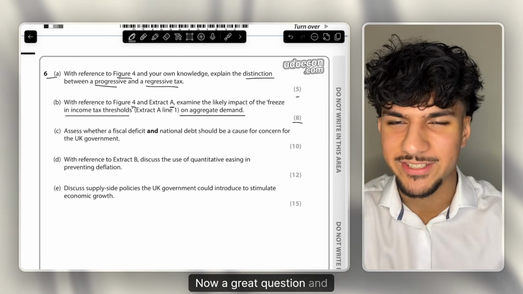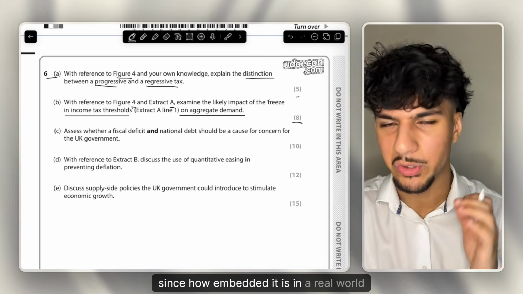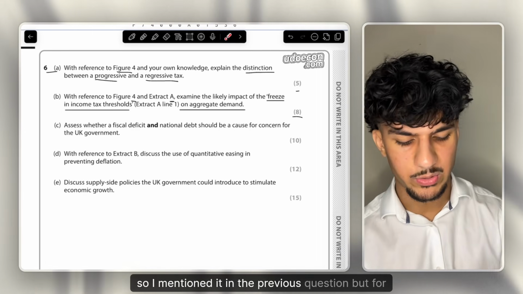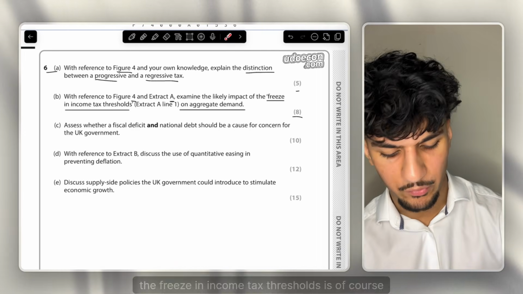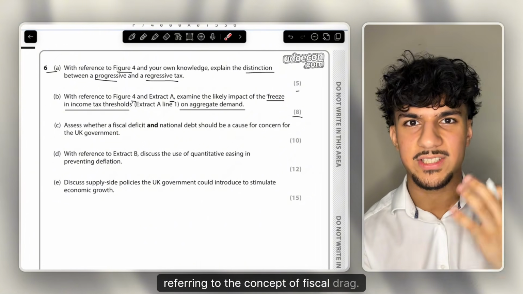Now, a great question, and it just makes me smile, since of how embedded it is in a real-world application. So I mentioned it in the previous question, but for those of you who don't know, the freeze in income tax thresholds is of course referring to the concept of fiscal drag.